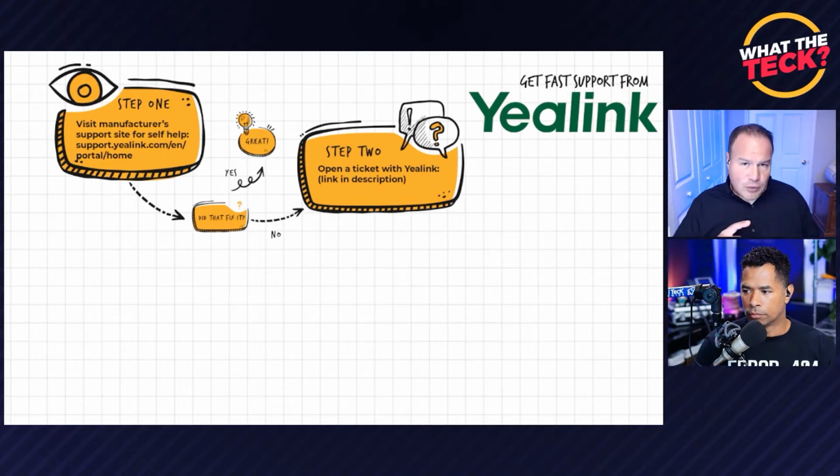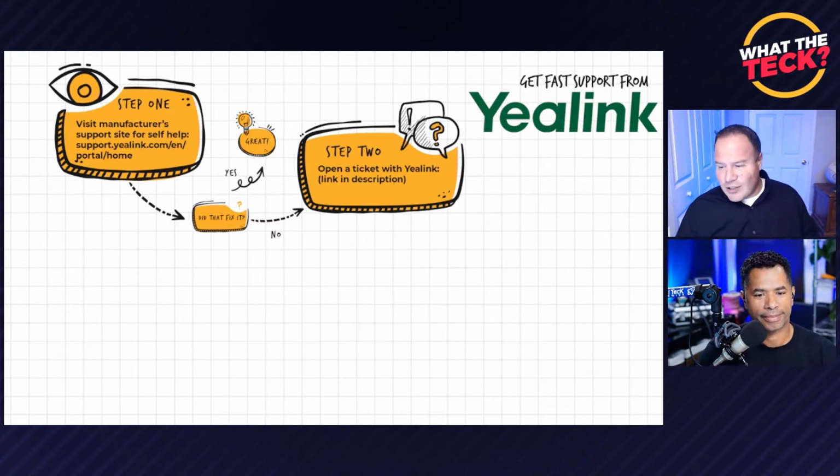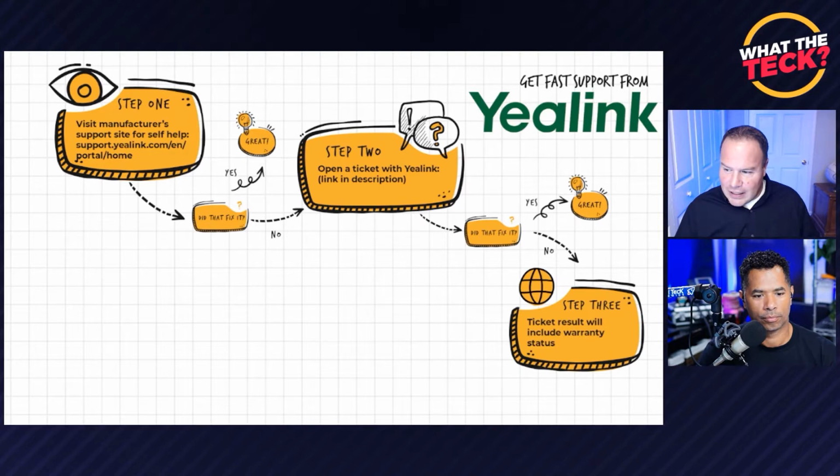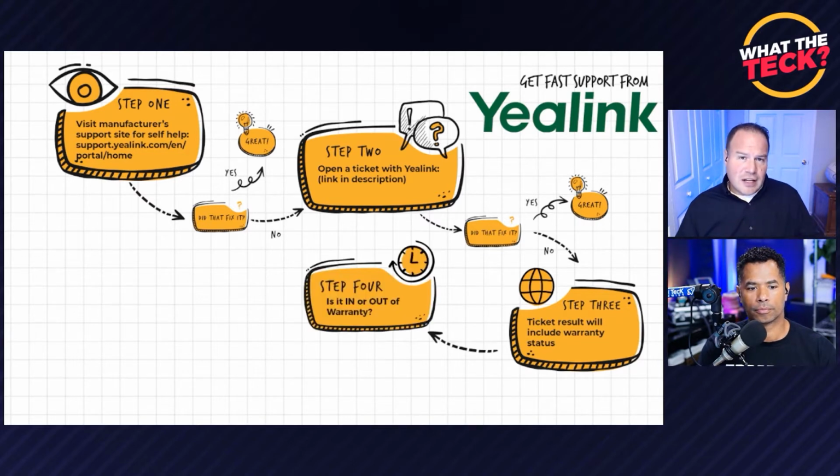So if after speaking with either the reseller that sold you the product or electronically with Yealink, if they fix the product, fantastic, you're up and running again. But if the product isn't working still, then you can move on to step number three. So step number three here is the ticket that you submitted with the information that they've already asked for. They'll make sure and they'll check for warranty status. So moving on from step three, they check to see if it's in or out of warranty, and they will reply back to you.